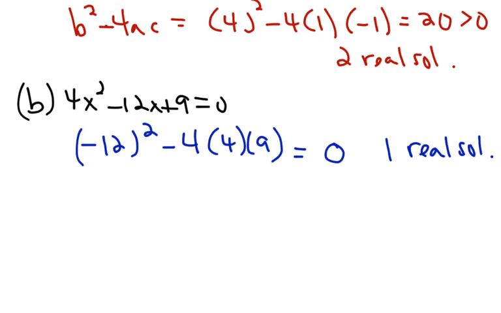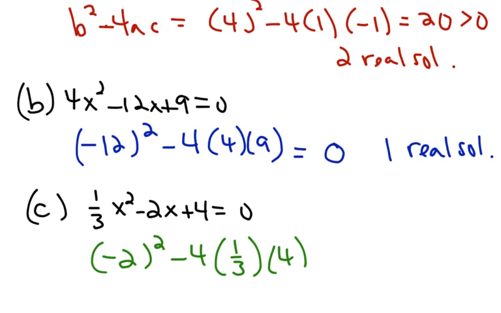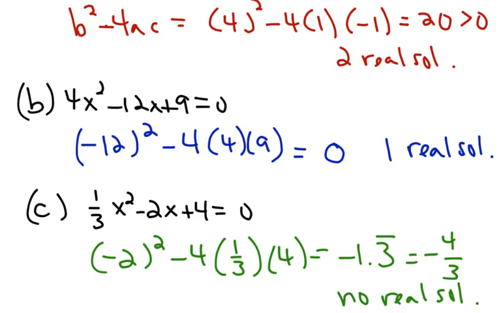We're going to try this one more time. You probably know what the answer is going to be before I do anything. All right, so b squared minus 4ac, and all I'm going to do is just shove it in my calculator. When I shove it in my calculator, I get negative 1.3 repeating, which is the same as negative 4/3. And since I got a negative, there's no real solution.